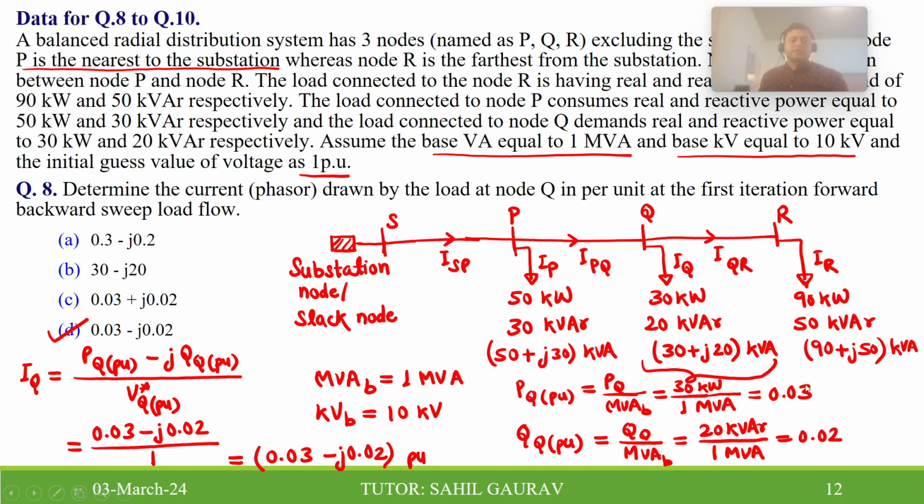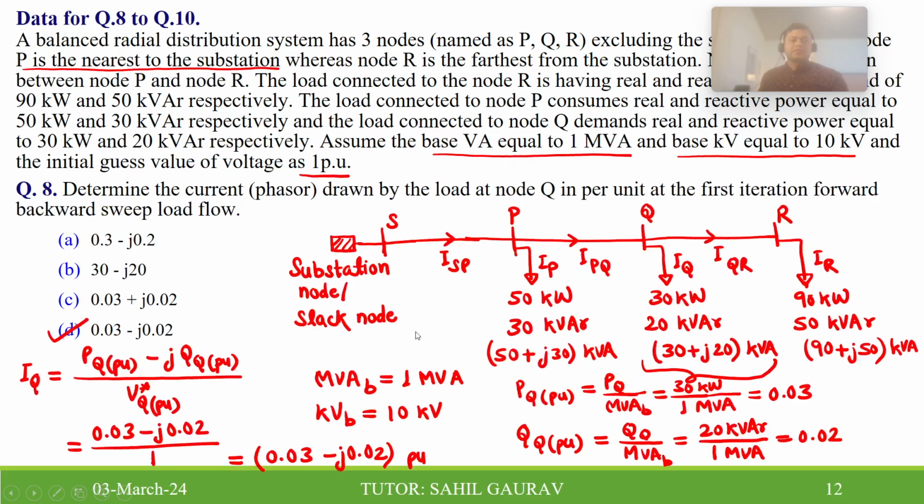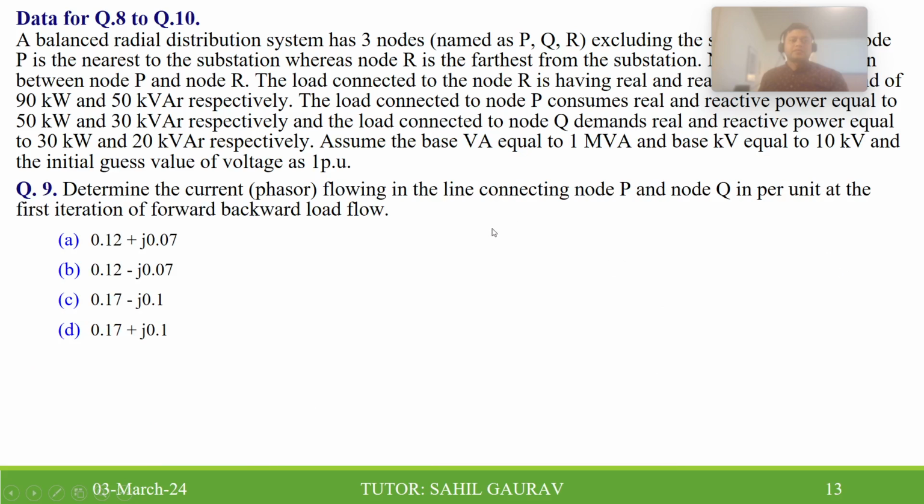Now for the same data, we have to find the current flowing in the line connecting node P and node Q in per unit at the first iteration. So this is the diagram. We have to find this current IPQ. How can we find IPQ? We know this load current IQ, so we have to determine this load current IR also. We know that IPQ is IQ plus IR.